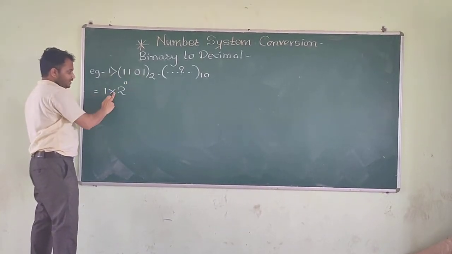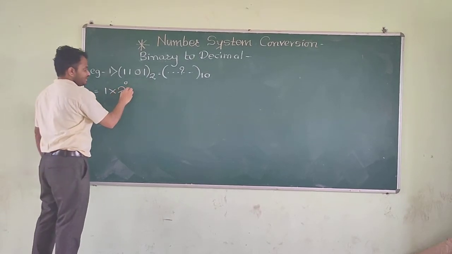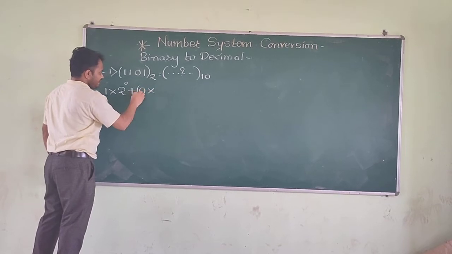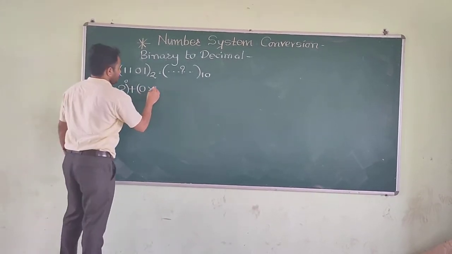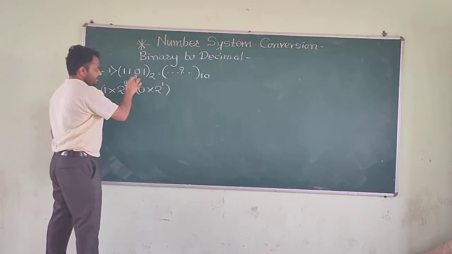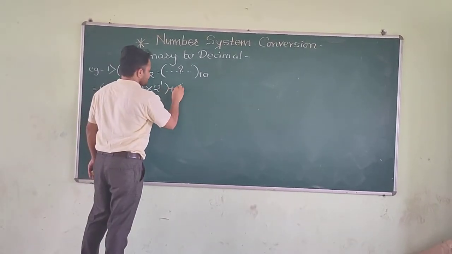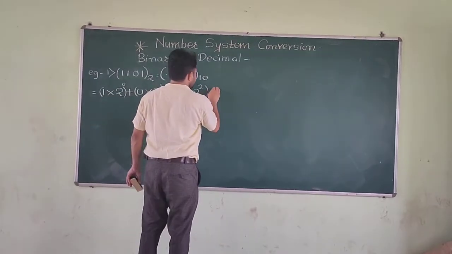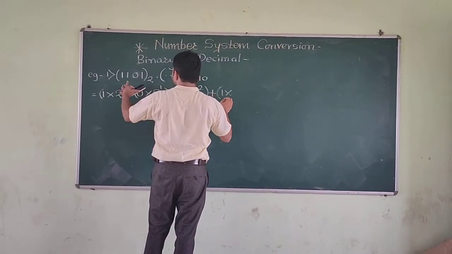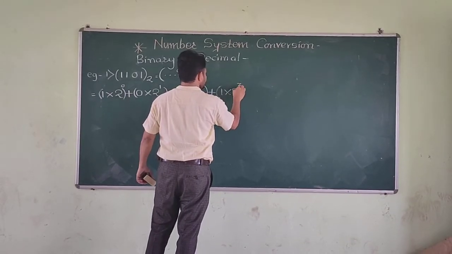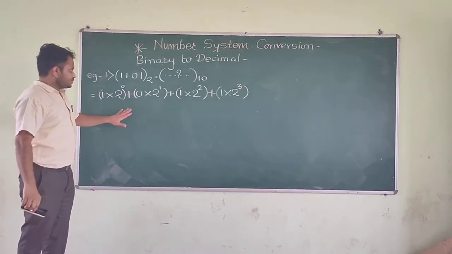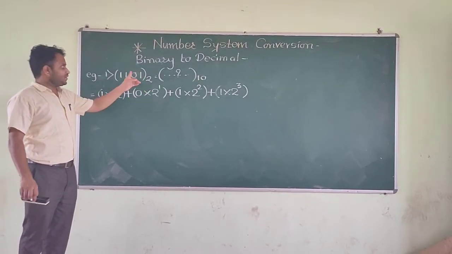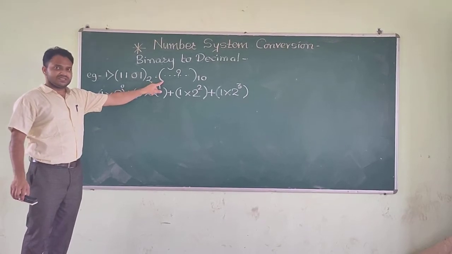So 1 into 2 raised to 0. We add the next, 0 multiplied by 2 raised to 1. Next, plus 1 into 2 raised to 2 plus 1 into 2 raised to 3. Okay. So this is the first step we need to follow if we want to convert the binary number into the equivalent decimal number.